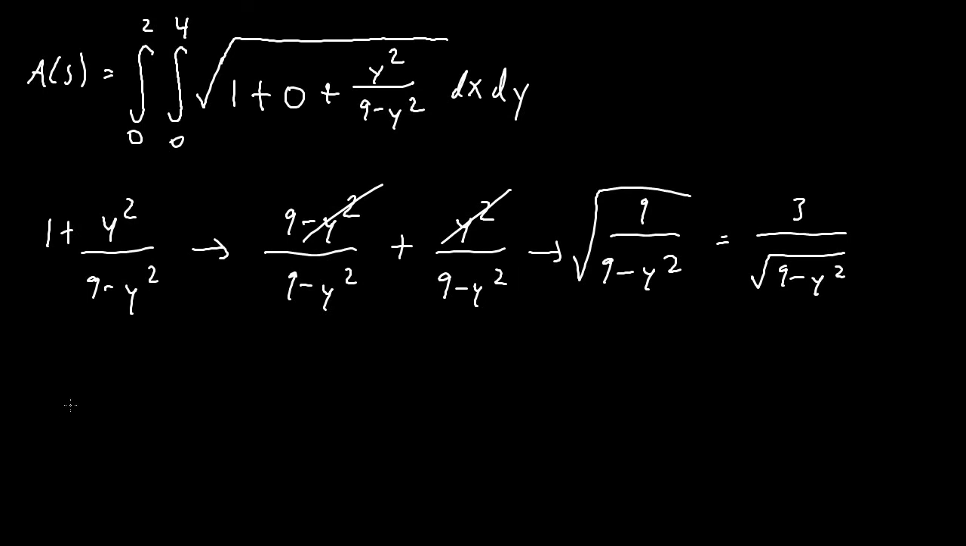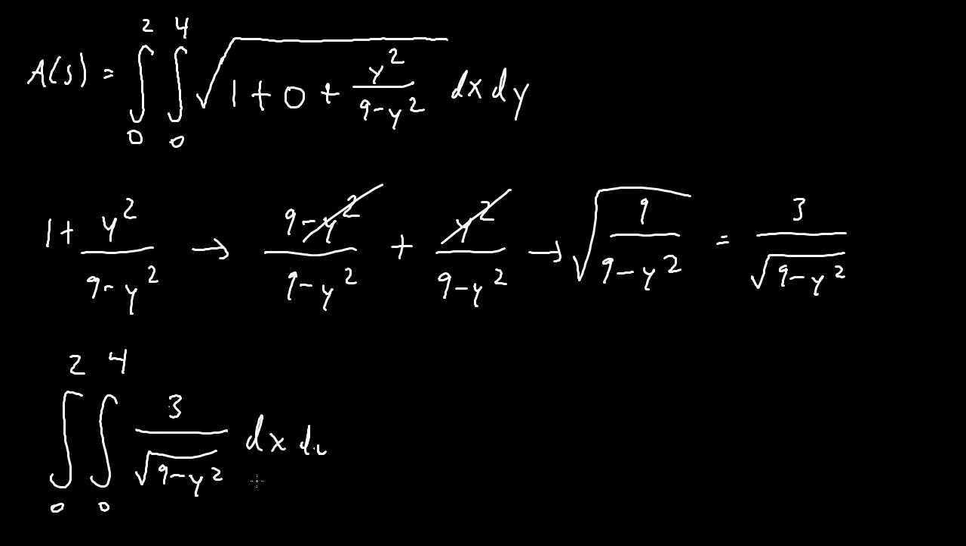So rewriting the double integral, we have the outer one from 0 to 2, the inner one from 0 to 4, of what we have simplified to, 3 over the square root of 9 minus y squared dx dy.